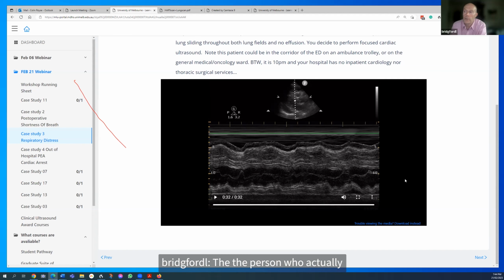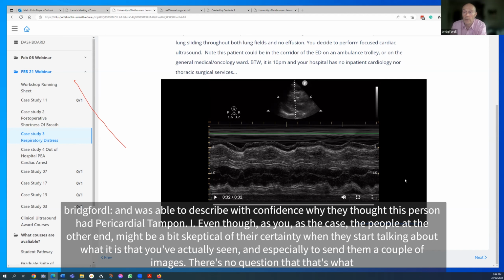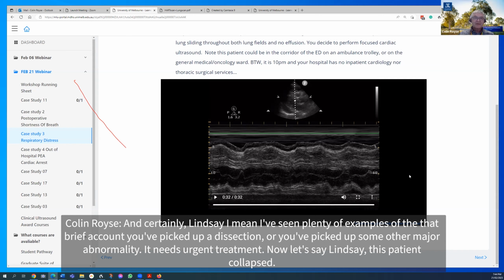But the person who actually took these images has intermediate level qualifications and has done quite a few of our courses, and was able to describe with confidence why they thought this person had pericardial tamponade, even though, as usually is the case, the people at the other end may be a bit sceptical of our certainty. But when you start talking about what it is that you've actually seen, and especially if you send them a couple of images, there's no question that that's what this person has and what they need doing. And certainly, Lindsay, I've seen plenty of examples of that brief echo, and you've picked up a dissection, or some other major abnormality that needs urgent treatment.